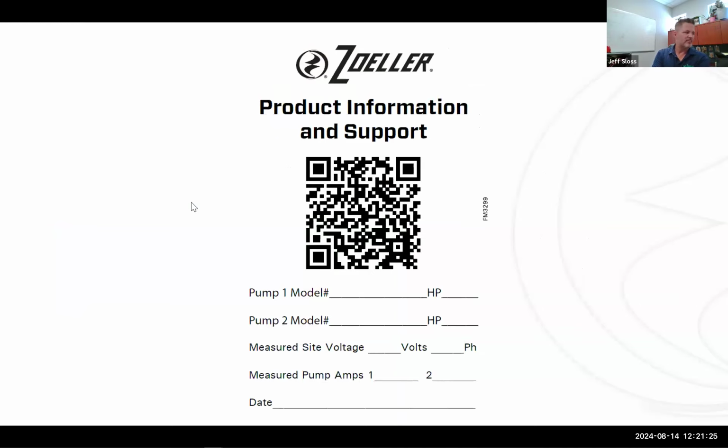What we're doing is we're prompting the contractor, whoever's installing it, to write down part numbers, horsepower, measure site information, the voltage, the amps, the phase, the measured pump amps when they run a pump. Basically, they're creating a benchmark and a date, and that's really going to help the next guy that comes along and is trying to diagnose a problem. If he has that benchmark and that basic information, it's super helpful to the next person. So that's just one of the things.